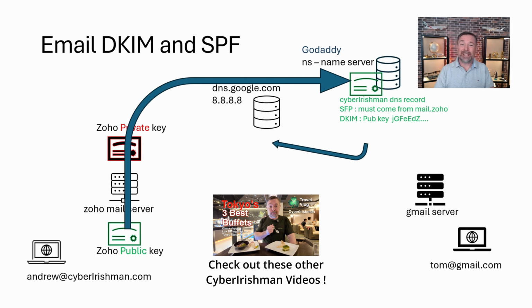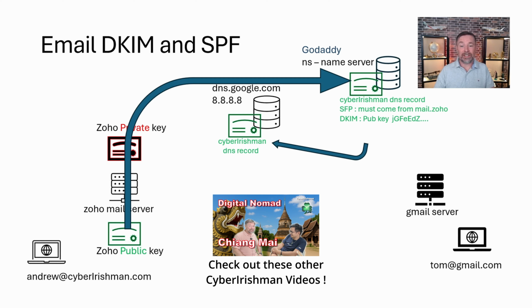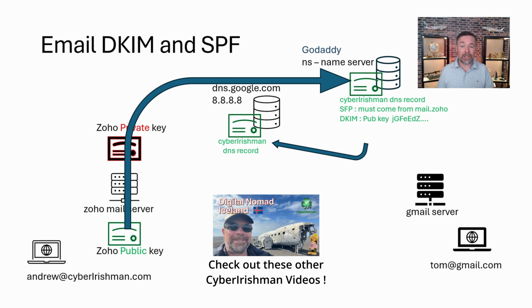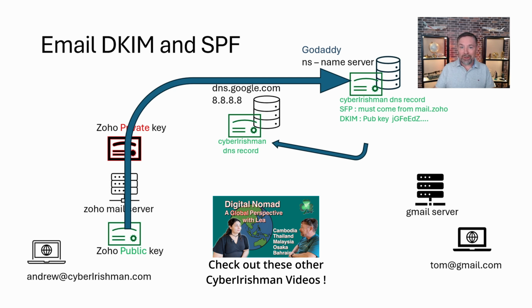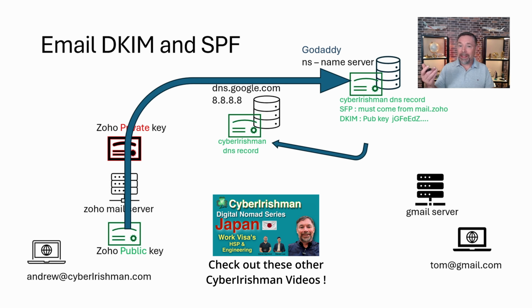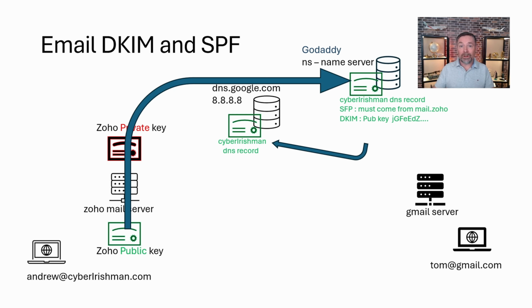Now what happens next is propagated out to the rest of the DNS system, including dns.google.com and all the other DNS servers on the internet. So they all have a copy of that record. But we remember from DNS, the source of authority is going to be one of the GoDaddy servers.